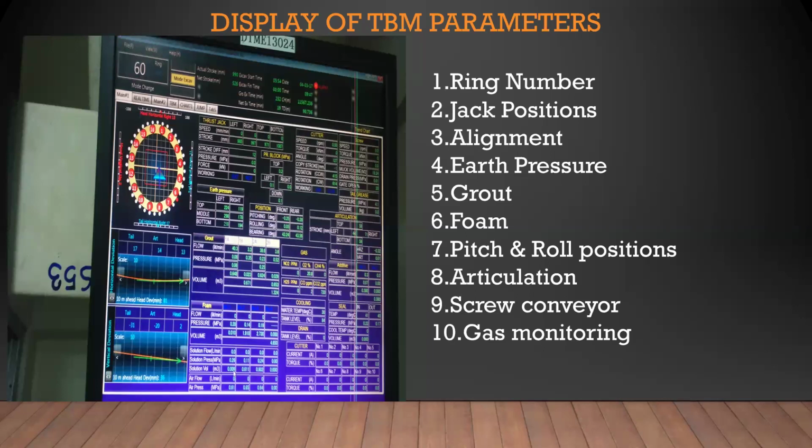Next, pitch and roll positions. It will indicate the pitch and roll of the TBM machine position. Then articulation. There are 10 articulation jacks, which will be used to excavate the curve portion. Next, screw conveyor. Through this screw conveyor, the excavated muck material will be carried out from the cutter chamber. Then gas monitoring. Every four hours, gas monitoring will be conducted manually as well as through this display. In this Enzal system, we can know the gas values like oxygen level, carbon dioxide, nitric oxide, sulfur dioxide, then carbon monoxide.